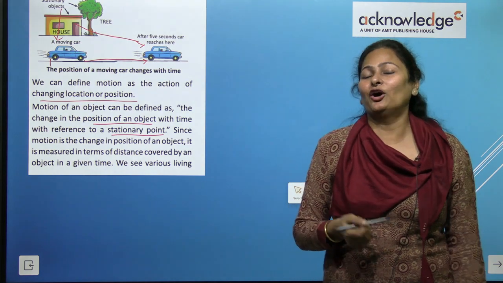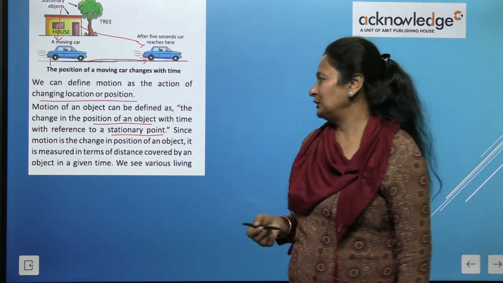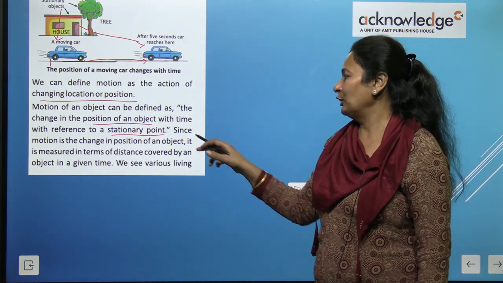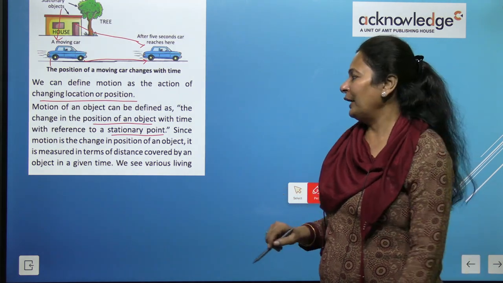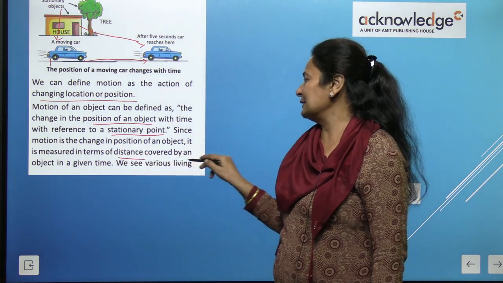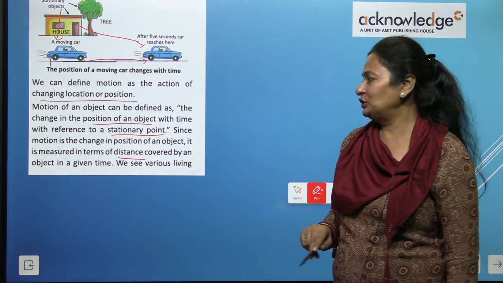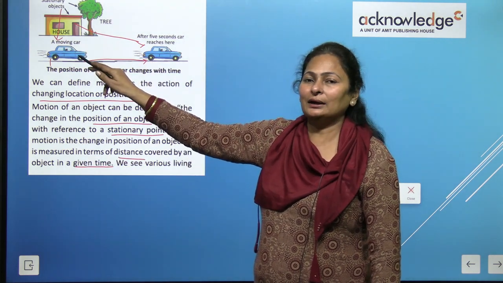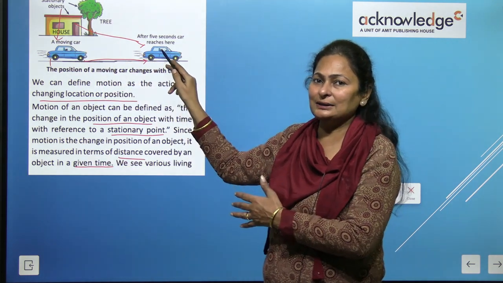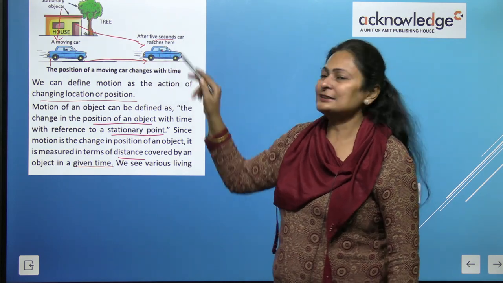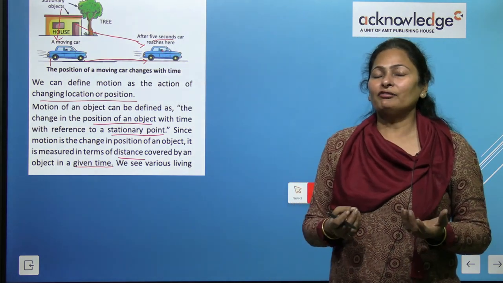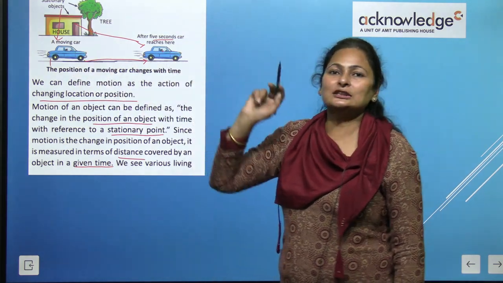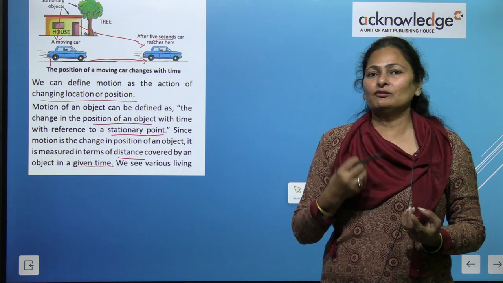So with reference to stationary objects, motion is the change in position of an object. It is measured in terms of distance covered by an object in a given time. How much time did this car take to reach this place? It is 5 seconds. Within 5 seconds, the car reached from this point to this point. So time is also involved there.